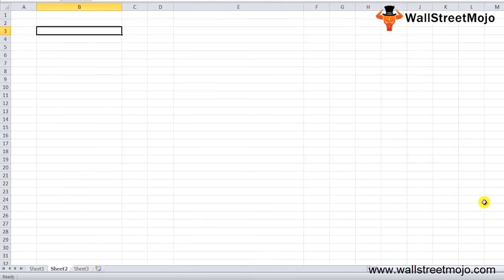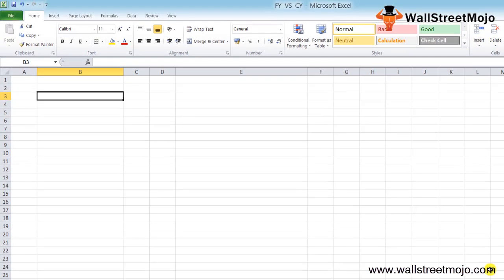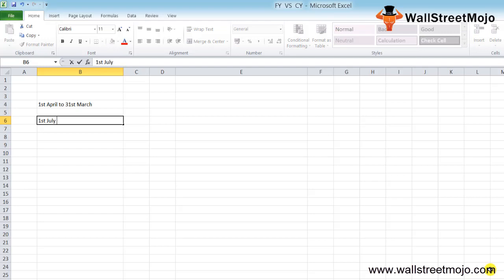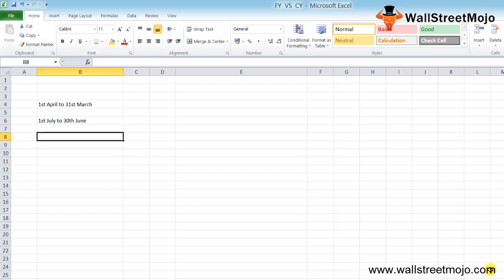The next thing we need to address is some of the most commonly used fiscal years by businesses all over the world: 1st January to 31st December, 1st April to 31st March, and 1st July to 30th June. These are the most followed ones, and also 1st October to 30th September.